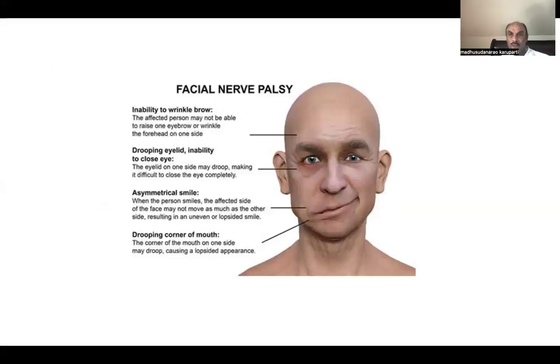Well, look at this patient with Bell's palsy on the right side. So there is absence of frontal creases and drooping of the eyebrow, okay, widening of the palpebral fissure. Patient is unable to close the eye on the affected side. There is an asymmetric smile and drooping of the corner of the mouth.